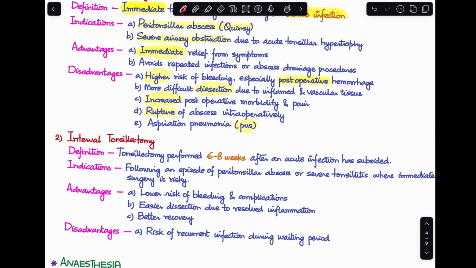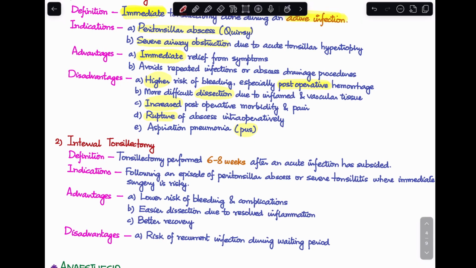Second type is interval tonsillectomy. Now, what is interval tonsillectomy? This is when you perform tonsillectomy 6 to 8 weeks after an acute infection has subsided. This is what is usually followed in different cases. So, when do you do this? This is usually done following an episode of peritonsillar abscess or a case of severe tonsillitis where immediate surgery was risky. Now, there are more advantages over here.